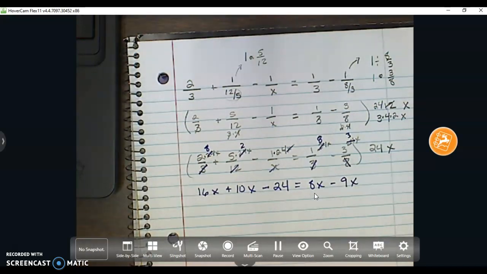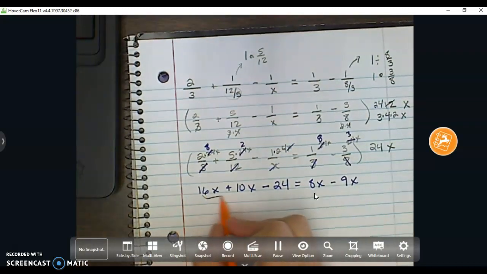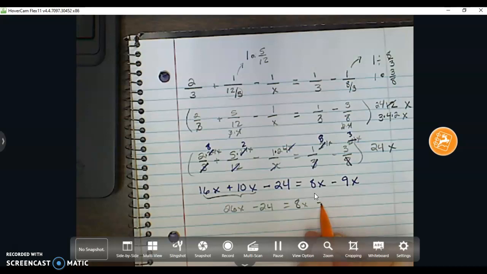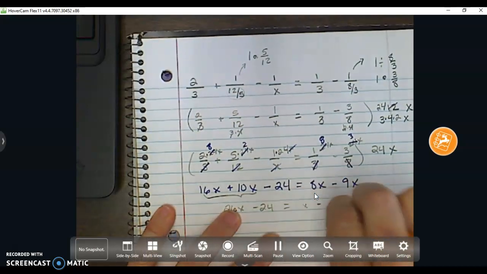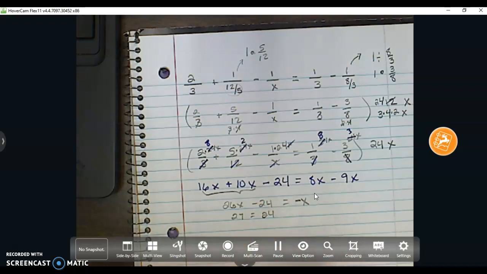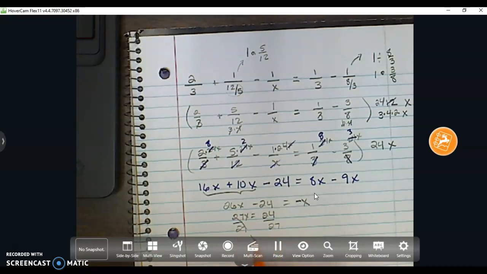Now it's just a matter of combining like terms. Pretty sure you probably got it from here, but I'll keep going. 8x, that'll be a negative 1x. And add your x over. It's 24. Divide by 27. So we wind up with, those both divide by 3, so that's 8/9 for your x value.